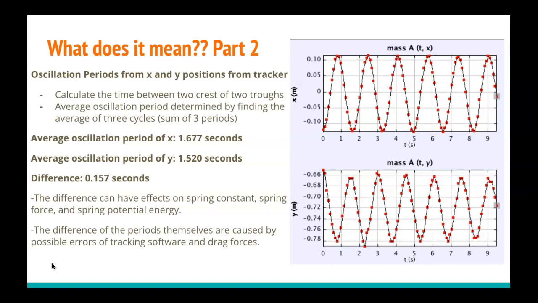The difference can have effects on the spring constant, spring force, and spring potential energy, as shown in the equations previously in this presentation. The difference of the periods themselves is also caused by possible errors of the tracking software and drag forces which were not accounted for. Thank you.